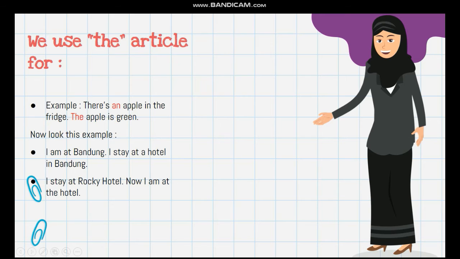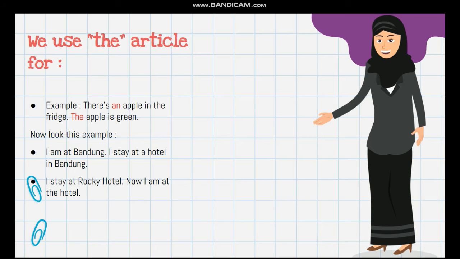Look at the second. I stay at Rocky Hotel, and now I am at the hotel. So we know that now I am at Rocky Hotel. Rocky Hotel and the hotel in the second sentence are the same hotel. Is it clear? Do you get the point? Not yet? Okay, that's okay.